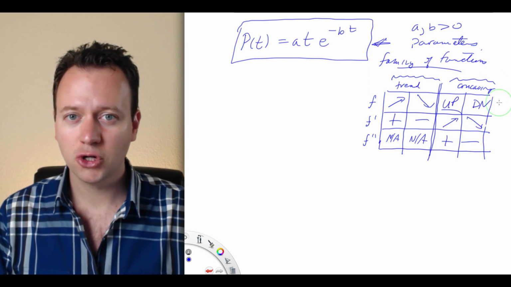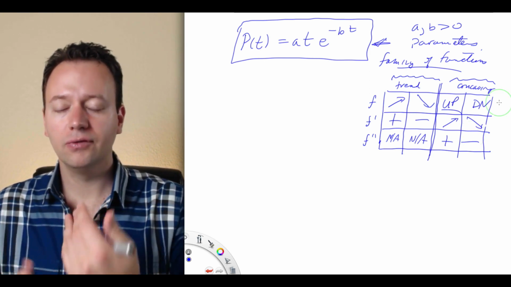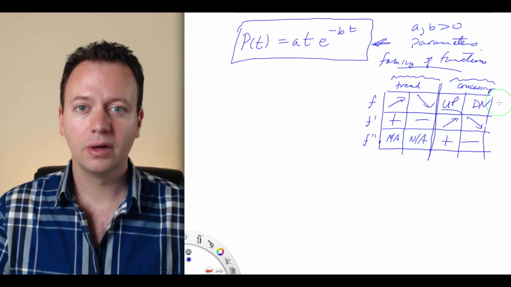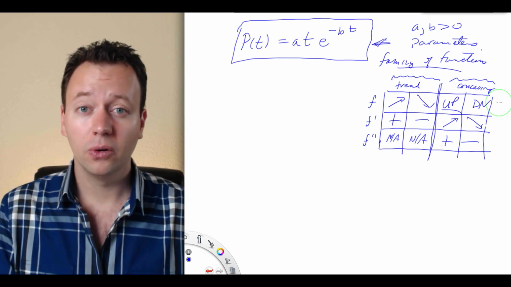So that's the handy chart that basically tells us everything we can say about the sign of the derivative, the sign of the second derivative, and whether or not the function's increasing, decreasing, concave up, or concave down.